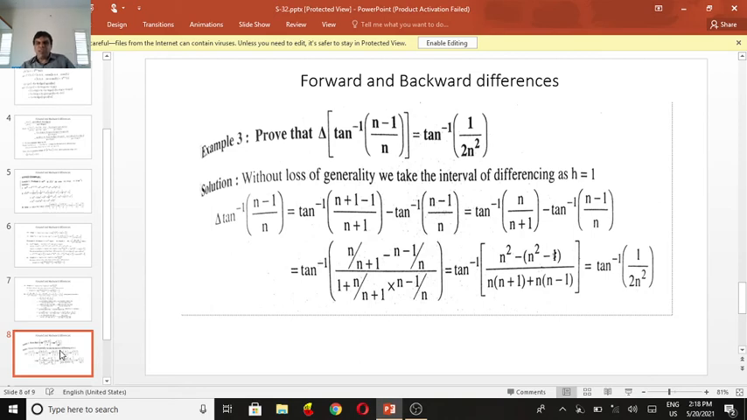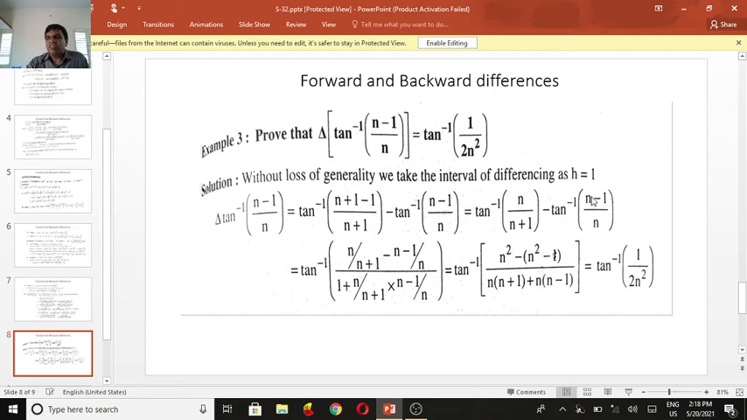So in the same formula we apply del of tan inverse of (n minus 1) divided by n. So n minus 1 divided by n, simply we can write as tan inverse of 1 by n square. Without loss of generality we take the interval difference h as 1. So del tan inverse of (n minus 1) by n is tan inverse of (n plus 1 minus 1) divided by (n plus 1) minus tan inverse of (n minus 1) by n. Tan inverse of 1 gets cancelled: tan inverse of n divided by (n plus 1) minus tan inverse of (n minus 1) divided by n.